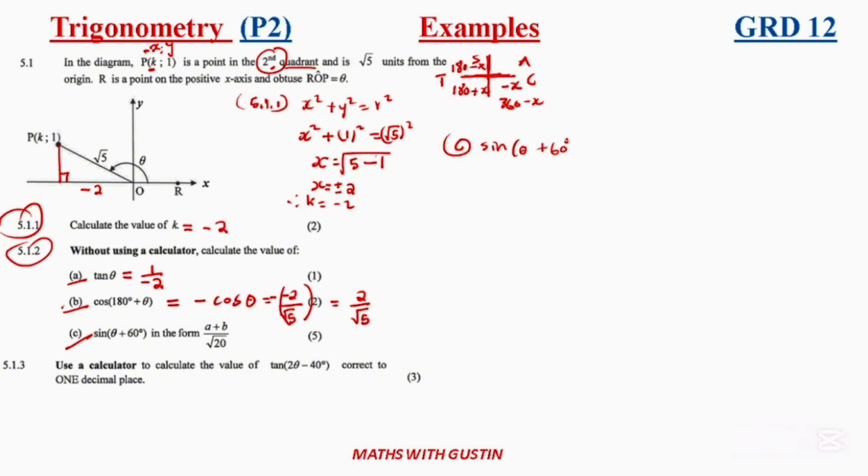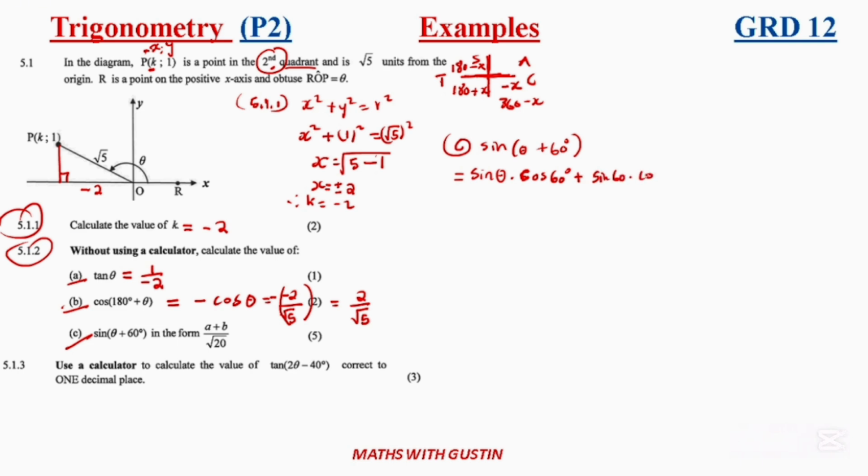Let's see. Sine of theta plus 60. This one here, guys, is a compound angle. We know the compound angle when it comes to sine. This is what we're going to have: sine theta times cos, here is supposed to be cos, because this is sine. Guys, for this one you can look at your formula sheet. If I'm confusing you, look at your formula sheet.